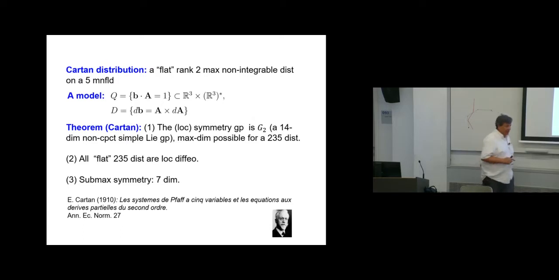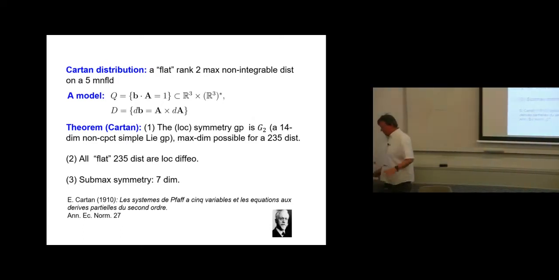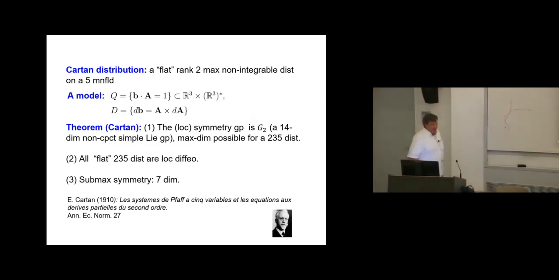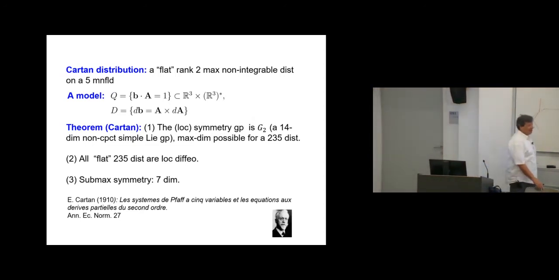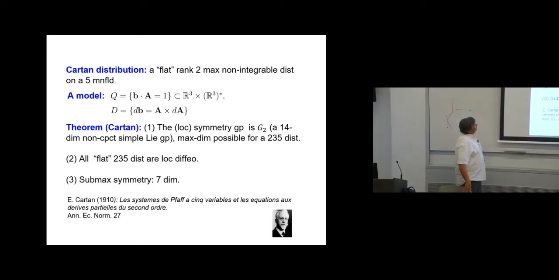Okay, now the third ingredient that's supposed to connect these two things is this Cartan distribution. That's a big subject. I cannot explain it here if you haven't seen it before. I will say several words. So what is this object?